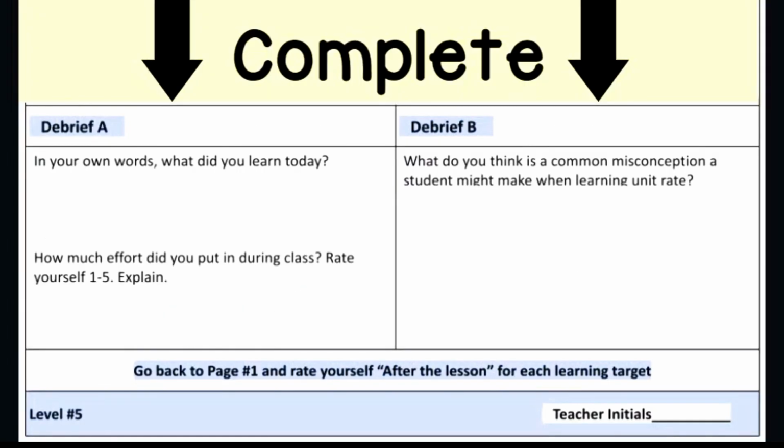All right, so to close out today, we're going to answer our 3 debrief questions. In your own words, what did you learn today? How much effort did you put into class? Rate yourself 1 through 5, with 1 being the lowest and 5 being the highest. Explain. And then, what do you think is a common misconception or a common mistake that a student might make when learning about rates? So pause the video and complete these 3 problems. We have one more thing left.